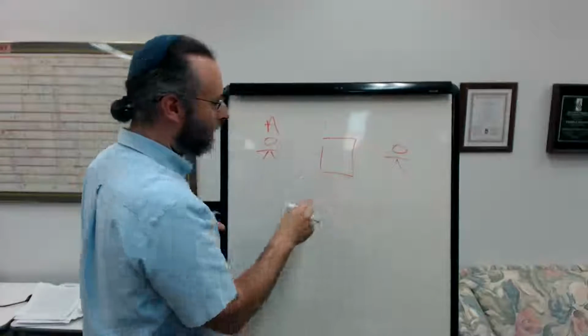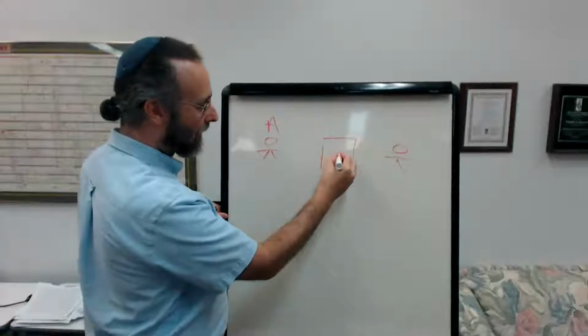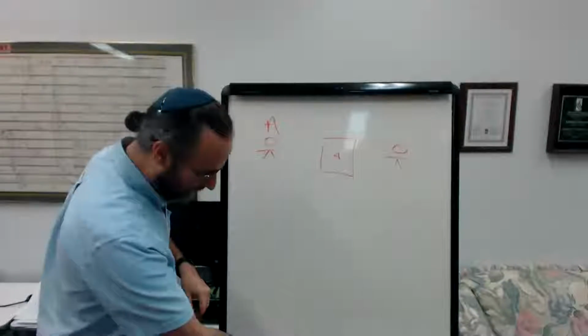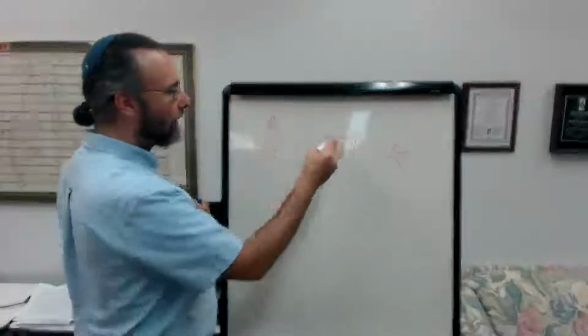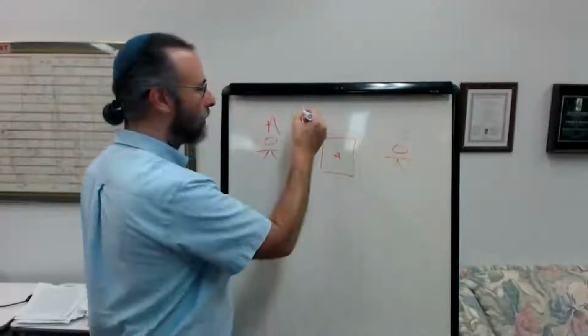So you've got your field, right? This is Mr. A's field. Mr. B, oh, I erased Mr. B. That's okay, we'll put him in blue.